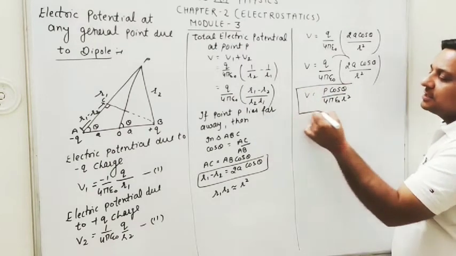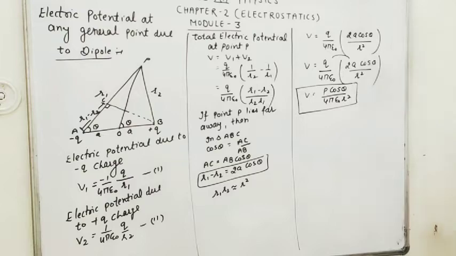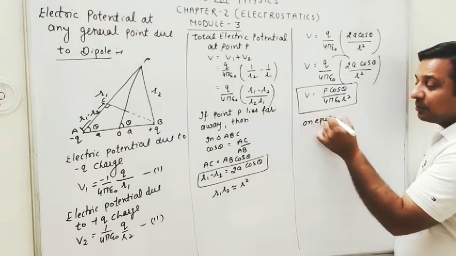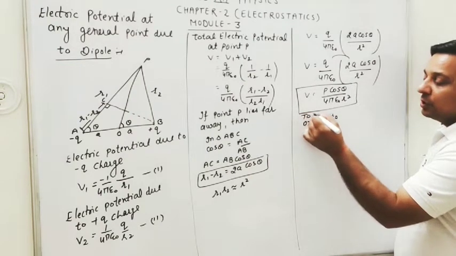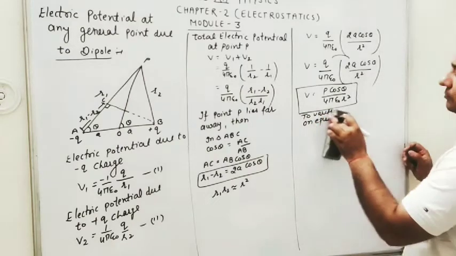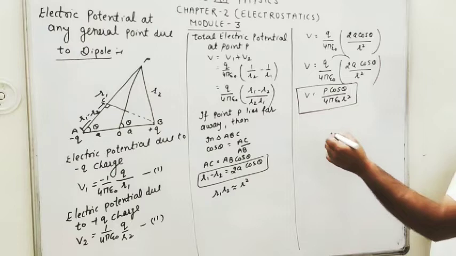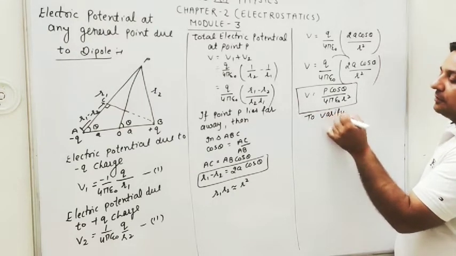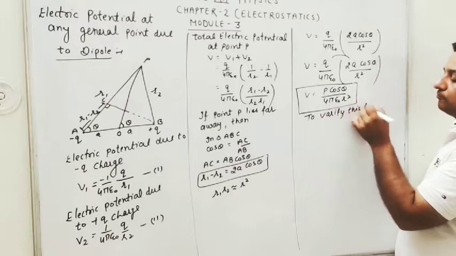So dear, this is the formula of electric potential at any general point due to dipole. And let us verify this formula. Suppose we find out the value on the equatorial line to verify this formula.